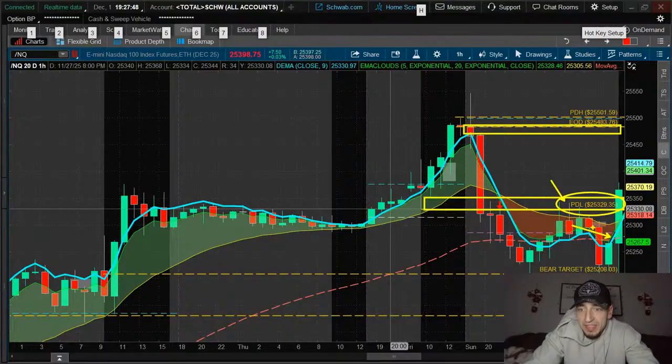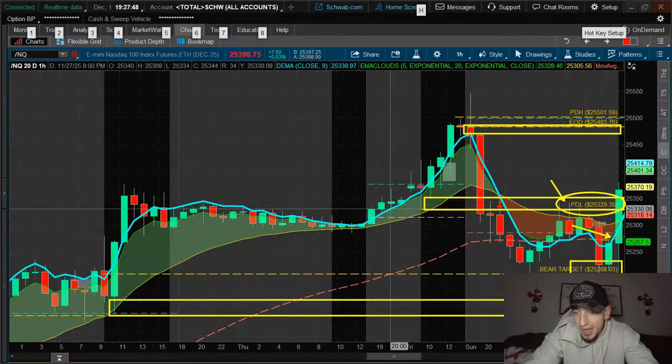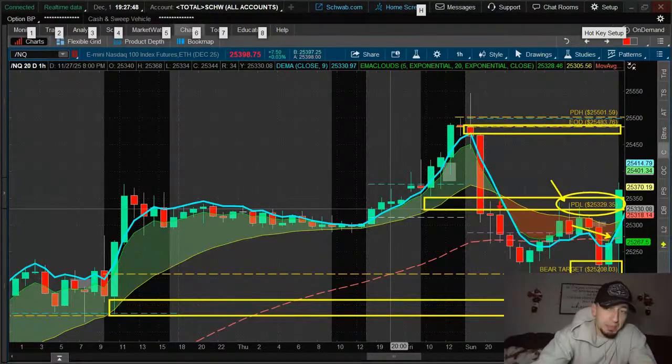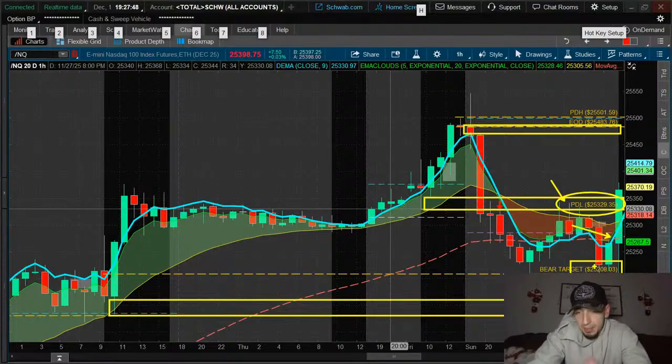If sellers take the open, I'm going to target this guy, and then I'm going to target this guy, which are also pit numbers just from the previous day. That's how I trade every single day. If buyers hold the open, I'm targeting PDL. If sellers hold the open, I'm targeting the downside pit number.